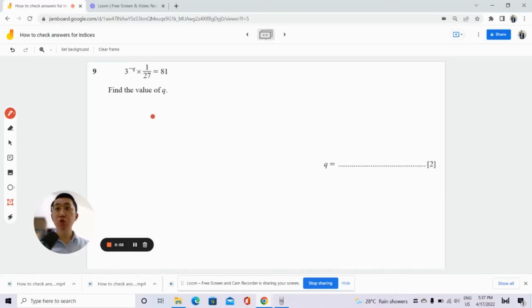Let's continue back with our lesson. Let's show you from start how to do this past year question. So 3 to the power negative q, I am going to copy that. Multiply with 1 over 27 equals to 81. Now, here's the trick. When you do this kind of question, I am pretty sure this number right here can become base 3 and 81 also can become base 3.